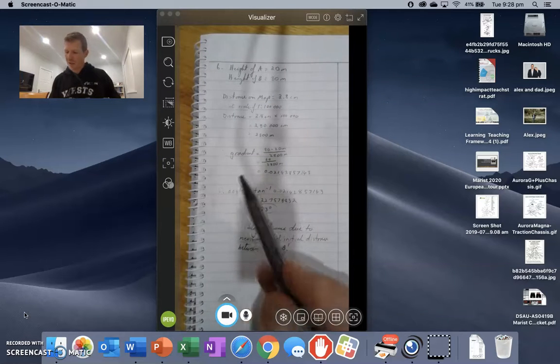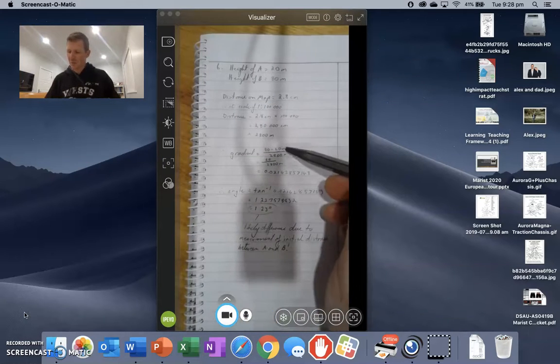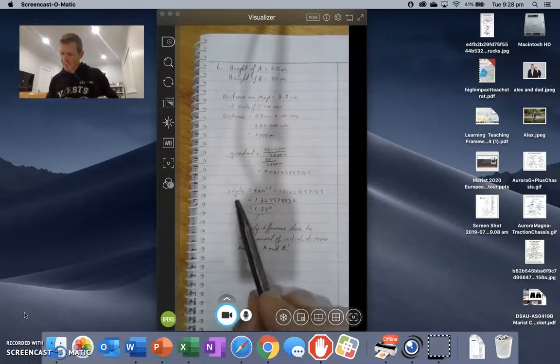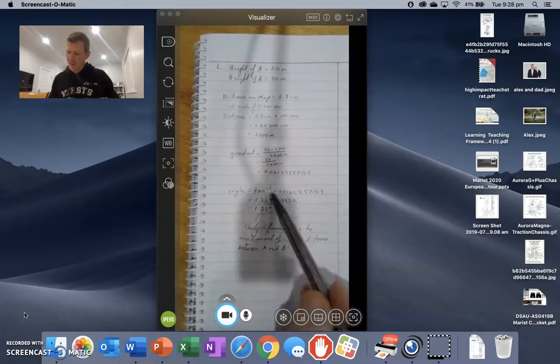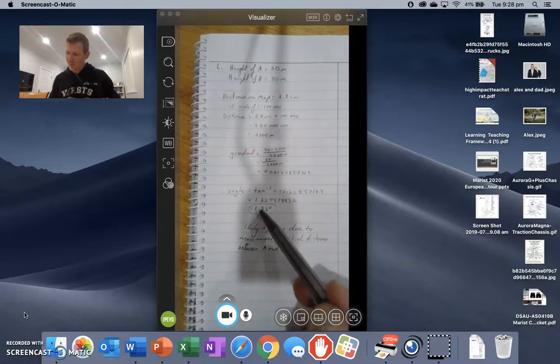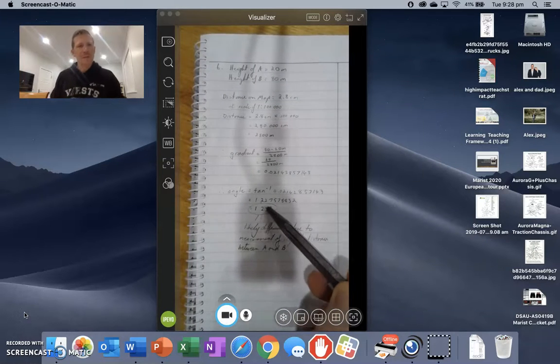Okay, we know that tan of angle equals opposite over adjacent, which is the equivalent of the gradient. So we end up with angle equals inverse of tan multiplied by that number, that gradient number, and that'll end up with 1.23. Now, I will acknowledge that in the back of the book, it says 1.27.